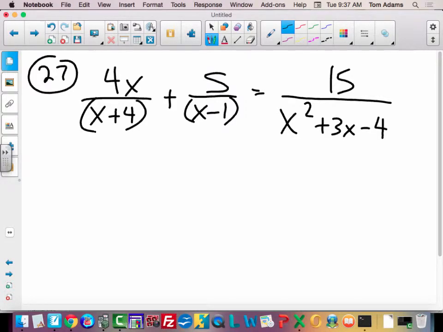Want to find a common denominator. The problem's rigged up. If you were to guess, what do you guys think that common denominator is? Well, we don't know for sure. We got to factor this, right?